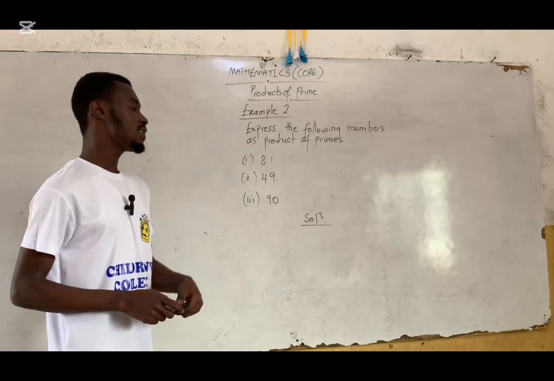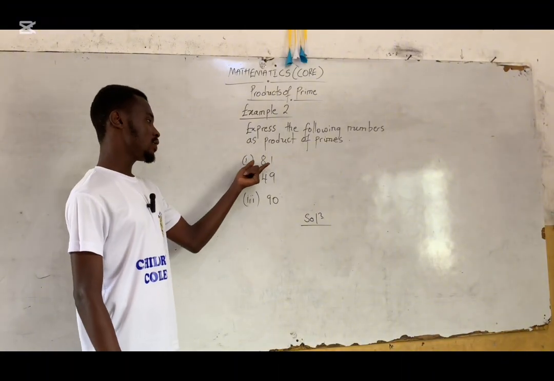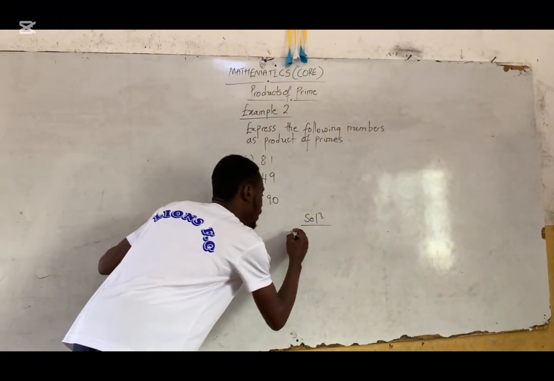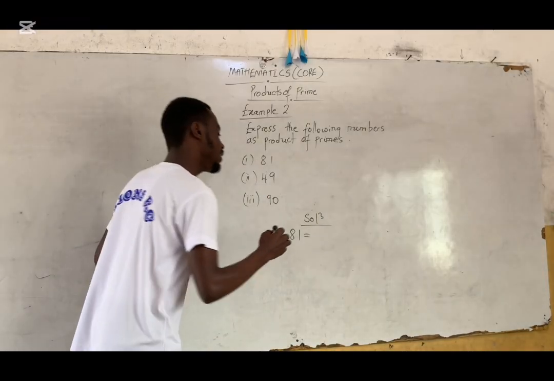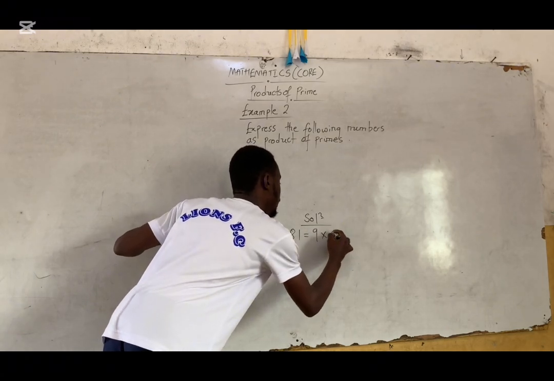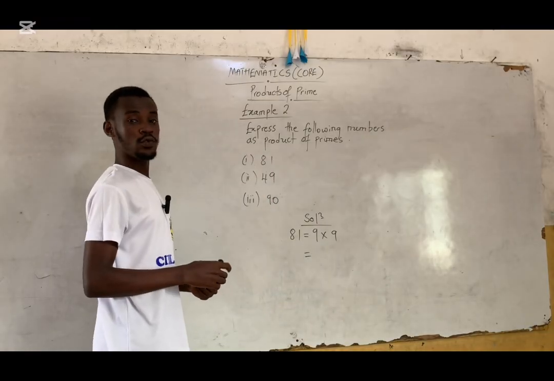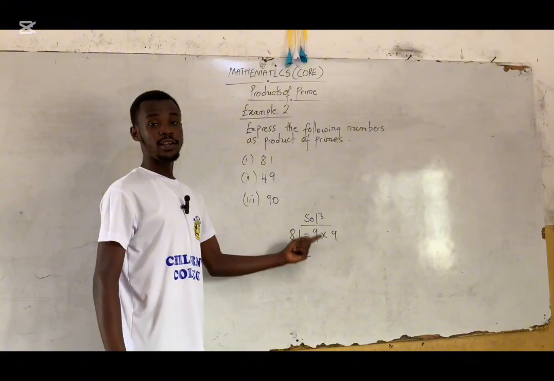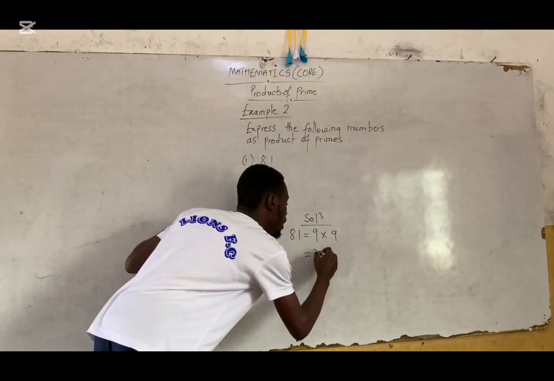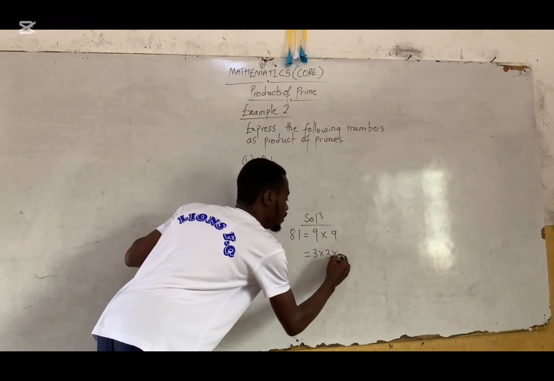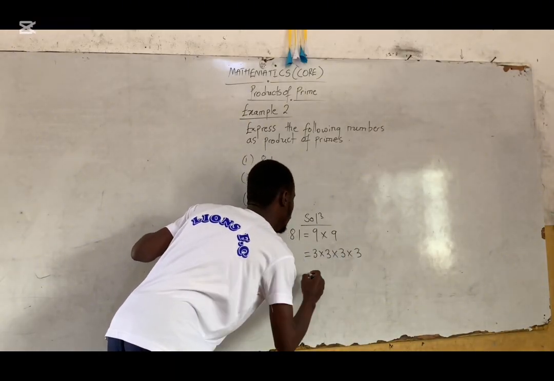So express the following numbers as products of primes. So the same idea, the same concept. 81. You pick 2 numbers that if you multiply you get 81. I'm going in for 9 times 9. 9 times 9 gives us 81, right? Now you look for 2 numbers that if you multiply you get 9. We are trying to break 9 down because it is not a prime number, right? I'm going in for 3 times 3 times the same thing for the other 9, right? You have 3 times 3.